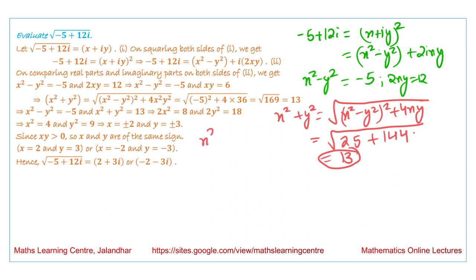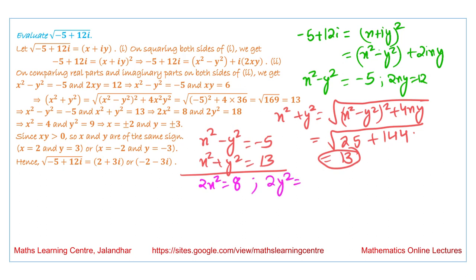Now we have the equations x² − y² = −5 and x² + y² = 13. If we add these two equations, we get 2x² = 8, and if we subtract these two equations, we get 2y² = 18. So the value of x² is 4 and the value of y² is 9.